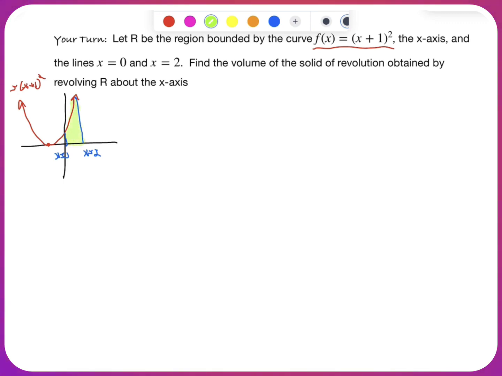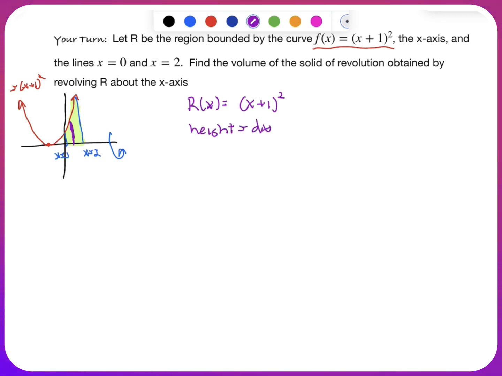We're revolving around the x-axis, and our representative rectangle is here in purple. It's perpendicular and flush to our axis of revolution, so we can use the disc method. Setting this up, first we have to figure out where it integrates, so we know from 0 to 2. Then we have to find our r. R of x is going to be the height, so in this case it's just f of x, squared.